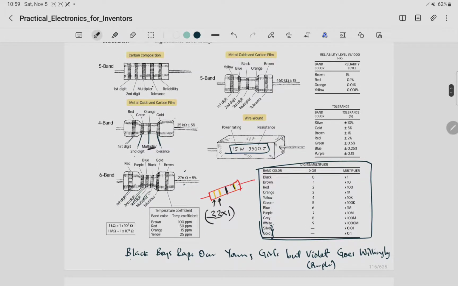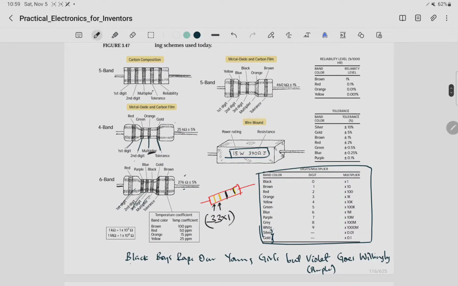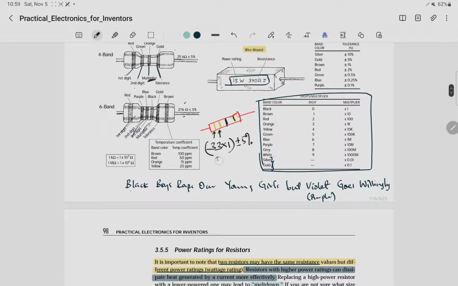Gold is going to be the tolerance. The last one is tolerance, not so? So gold is going to be plus or minus 5%. So we have a 33 ohm resistor plus or minus 5%. It may be maybe 34, maybe 32. Whichever value 5% of this is, you add it here or subtract it from here, and that will be the value of your resistor. It will range within that.